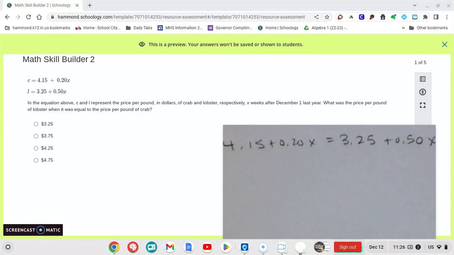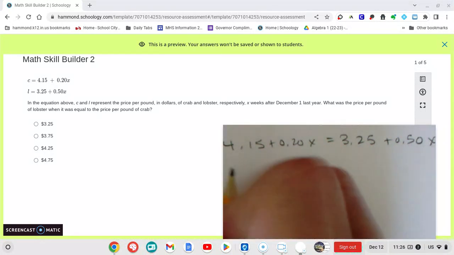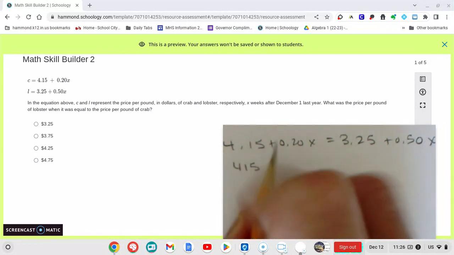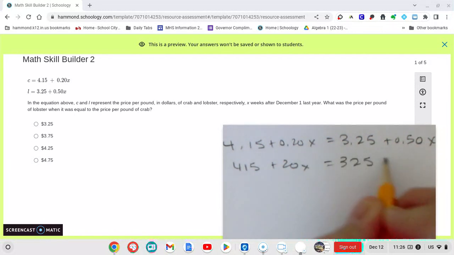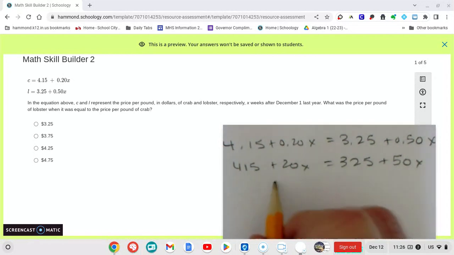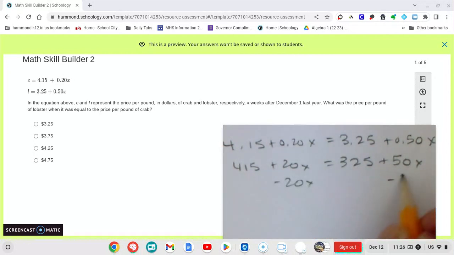You can solve this exactly the way it is right now, but for a lot of us, dealing with decimals is something we'd rather not do. So if I take this entire equation, multiply it by 100, I'm going to move each decimal 2 places. So 4.15 plus 20x becomes 415 plus 20x, 325 plus 50x. Now we can solve. Variables on both sides, I picked the one that's less to undo.